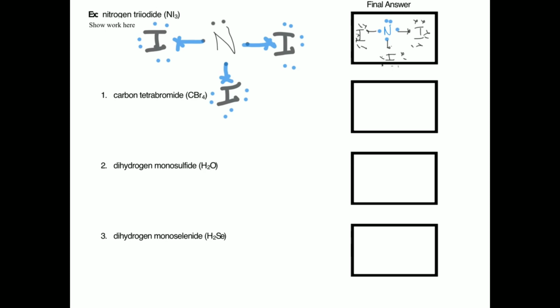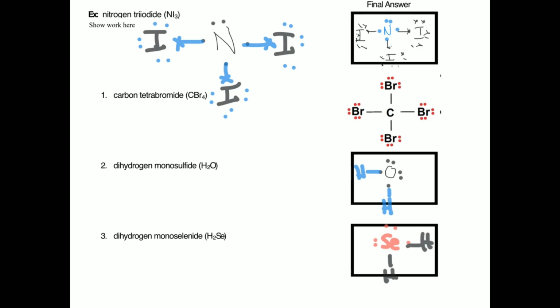Now it is your turn to try carbon tetrabromide. I'll put the answer in the box. Did both of your structures come out at a right angle? They should have. If not, try again. Remember, you can only form bonds where there are lone electrons.